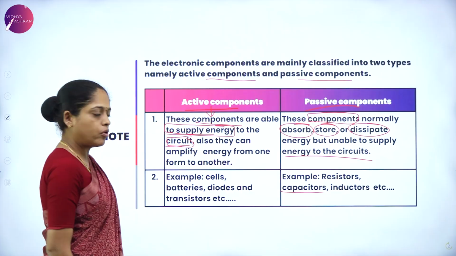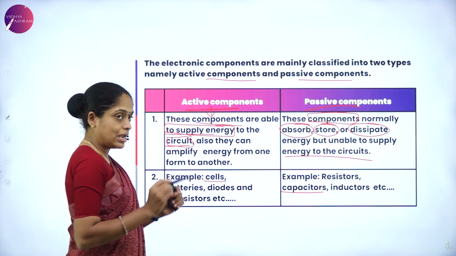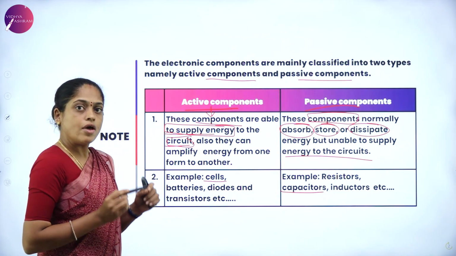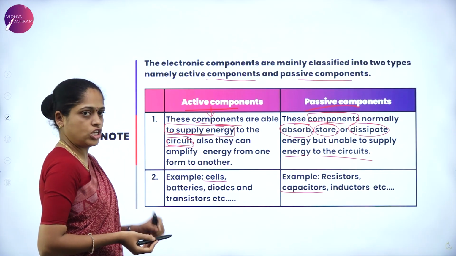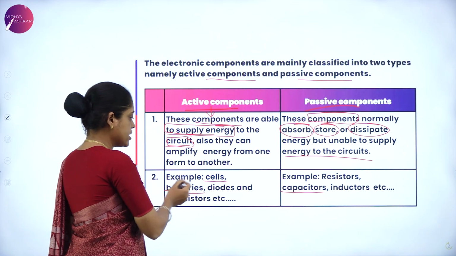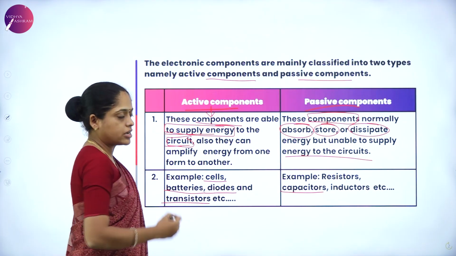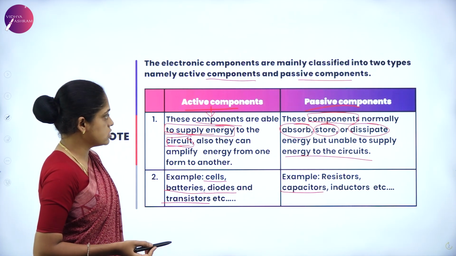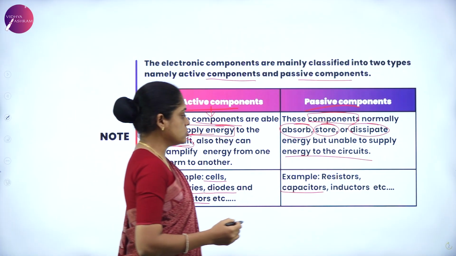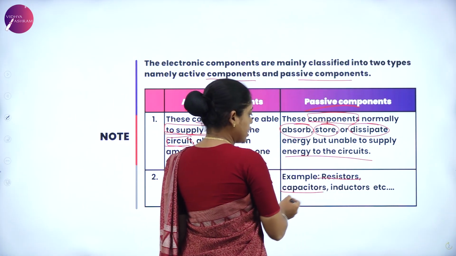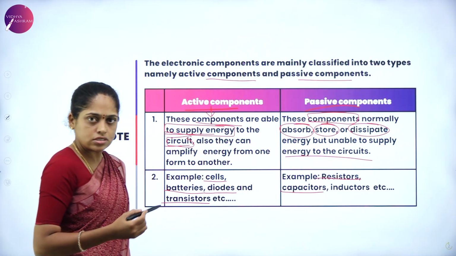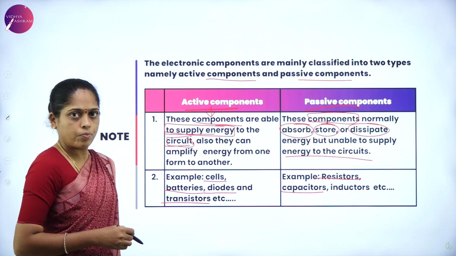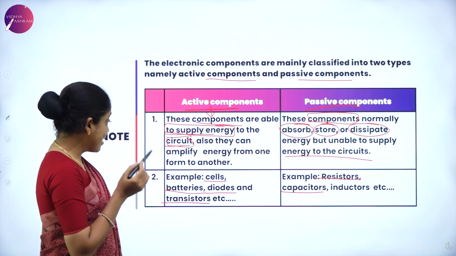An example of an active component is a cell. So, a cell is an active component which supplies energy. Cells, batteries, diodes and transistors are examples of active components. Then the examples of passive components are resistors, capacitors, inductors, etc. Now let us understand the cell.